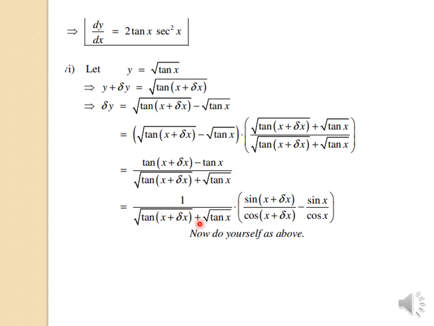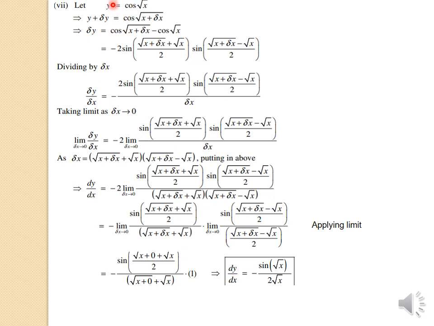So we take common 1 upon square root of tan x plus delta x plus tan x, and we break tan into sin upon cos from here, and tan into sin upon cos here. So similarly, you can solve further yourself, and if you face any query then you can ask me on my WhatsApp group or private number.